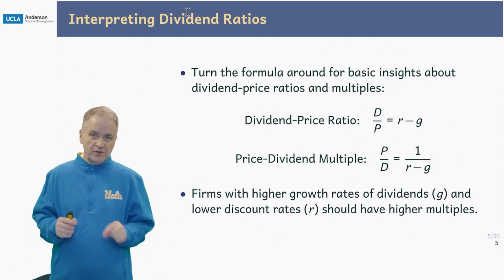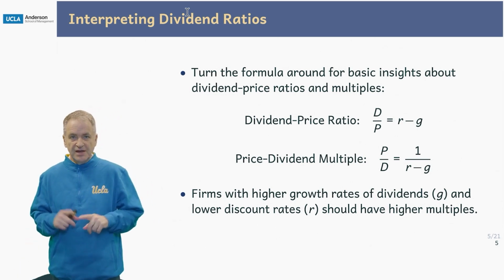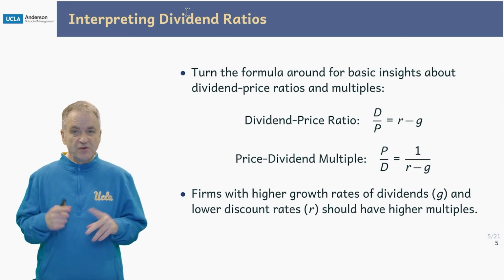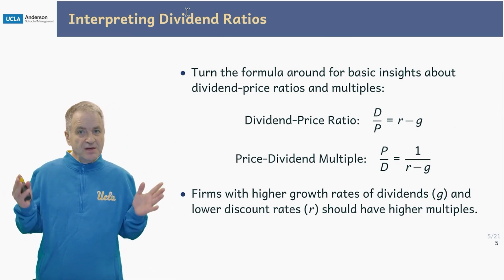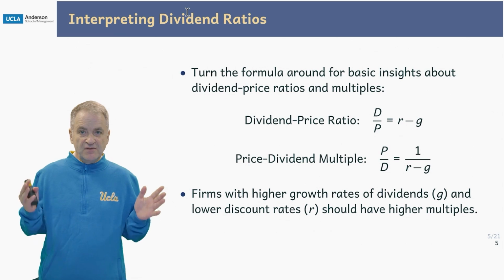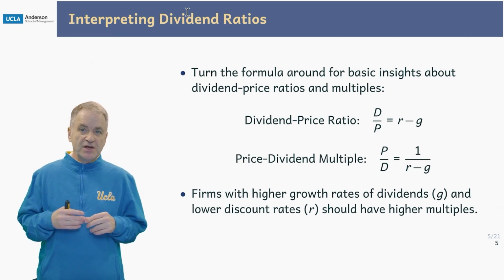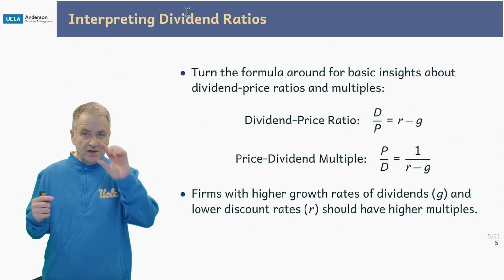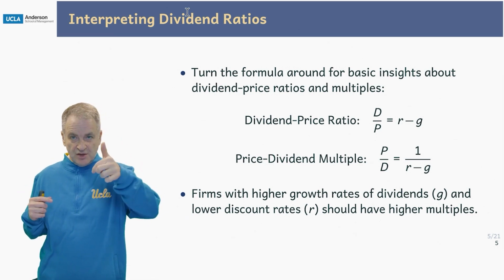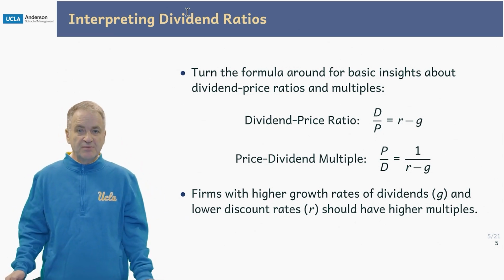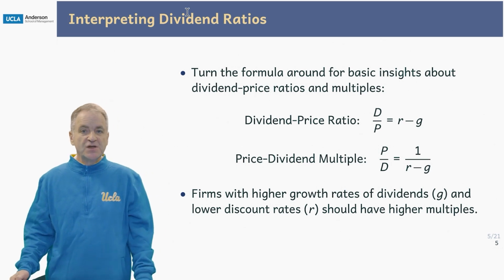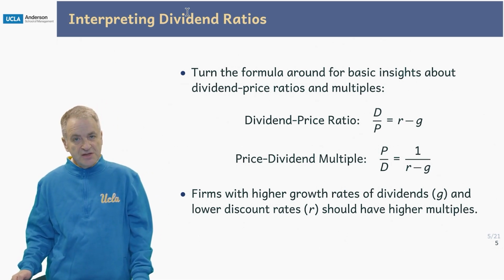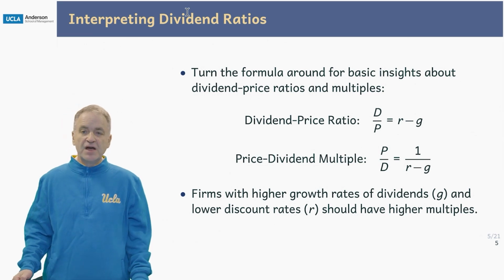Now, you can turn the formula around for basic insight about dividend price ratios and dividend multiples. So if you take the formula, the dividend divided by price should be R minus G. Or the price dividend multiple, you just switch numerator and denominator, that should be 1 divided by R minus G. So firms with higher growth rates of dividends, G, and lower discount rates, R, should have higher multiples.